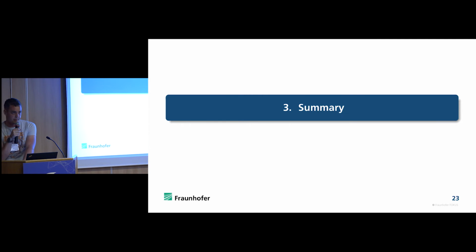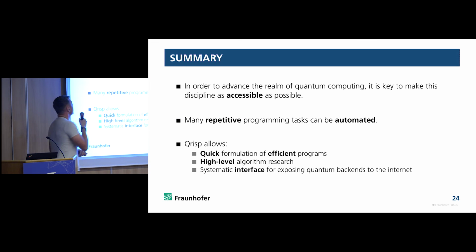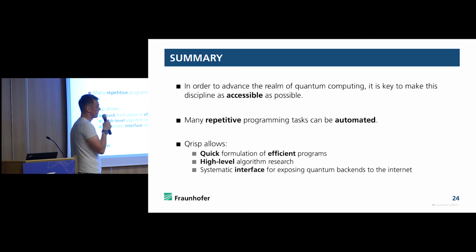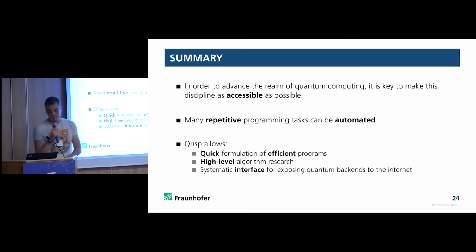Okay, so let's get to the summary. In order to advance the realm of quantum computing, I believe it's key to make this discipline as accessible as possible. And we showed that it is possible to automate many repetitive programming tasks. With Qrisp, we allow quick formulation of efficient programs. We can do high-level algorithm research because we don't need to care about all that bookkeeping stuff. And we have a systematic interface for exposing quantum backends to the internet.